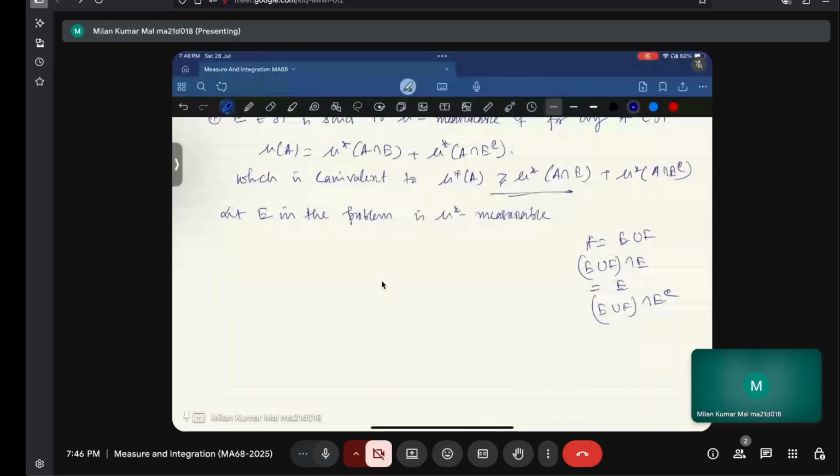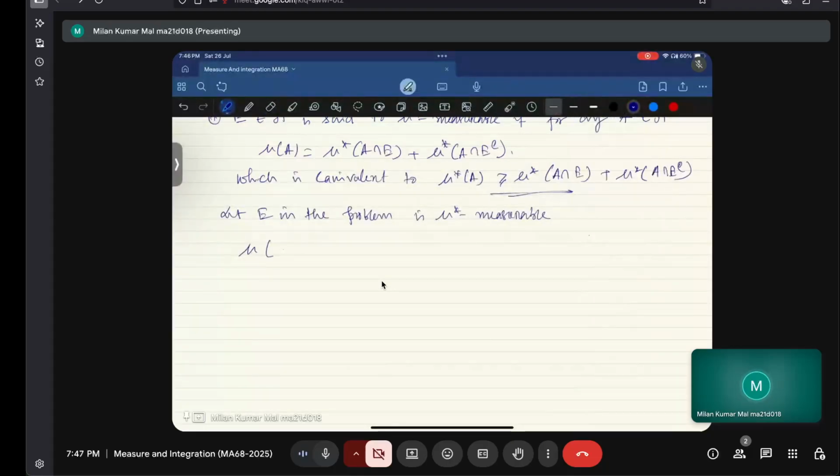Okay, so what I have to prove is that mu of E plus mu of F equals mu star of E intersection F plus mu star of E union F.